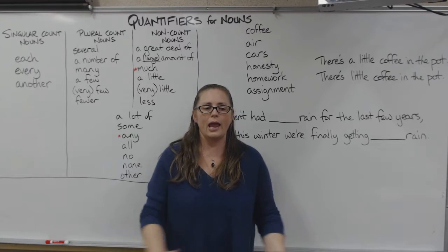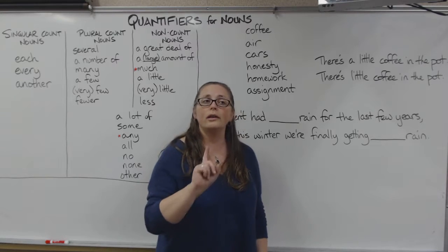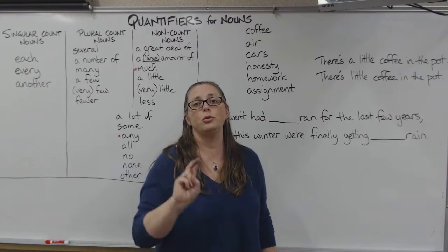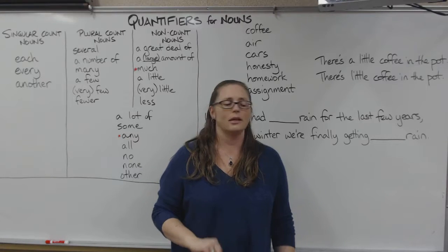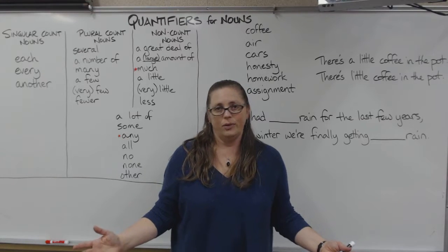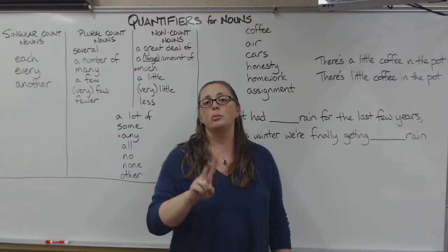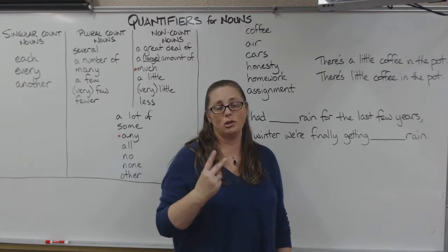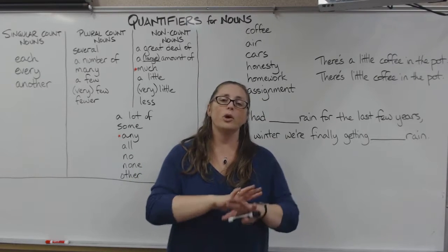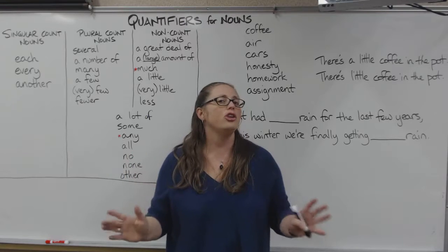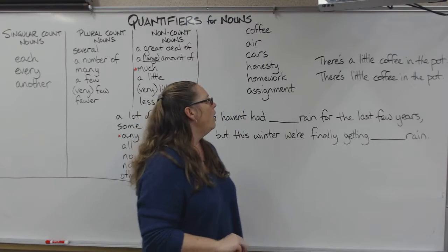Luggage is a non-count noun, but you can say 1 suitcase, 2 suitcases, or 1 bag, 2 bags. Money, non-count, but 1 bill, 2 bills, 1 coin, 2 coins, $1, $2. But the word money is non-count. You can't say 1 money, 2 monies.